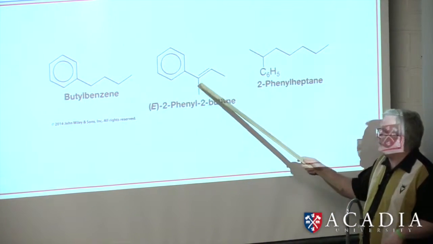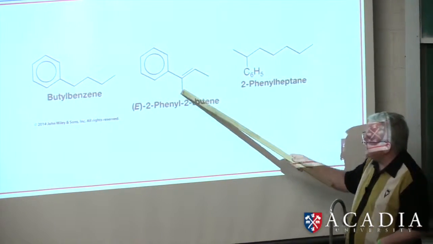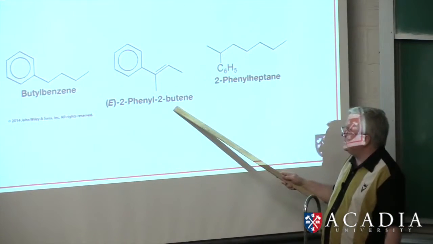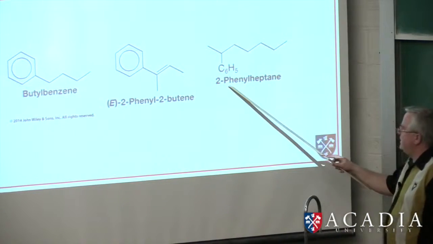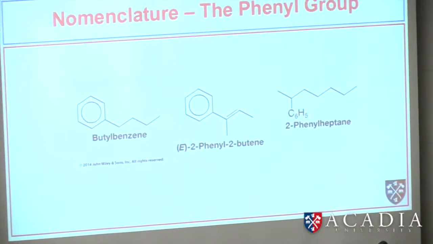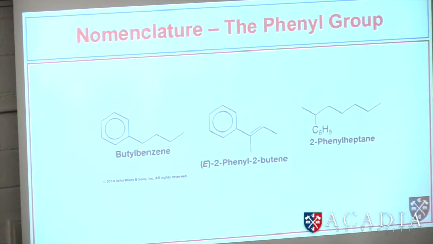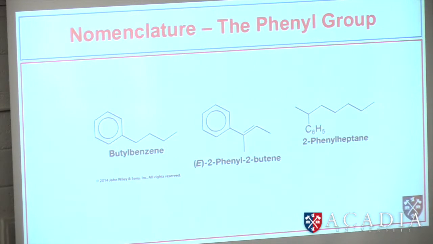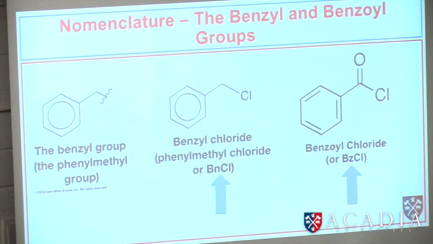Here we have to talk about where it is, and we also have to talk about the stereochemistry of this model. This is E-2-phenyl-2-butene. And here we have 2-phenylheptane. So phenyl, and if you ever get a British person talking to you, they'll call it phenyl. They'll also call methyl methyl. So get used to that if you ever go on.